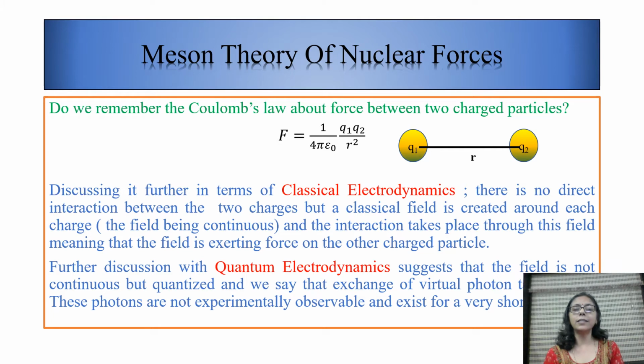Now look at this. Do we remember Coulomb's law? Yes, we do. But what happens? In terms of classical electrodynamics, there is no direct interaction between the two charges. Instead, a classical field is created around each charge. And remember, classical electrodynamics says that the field is continuous, and the interaction takes place through this field. That means the field becomes the mediator.